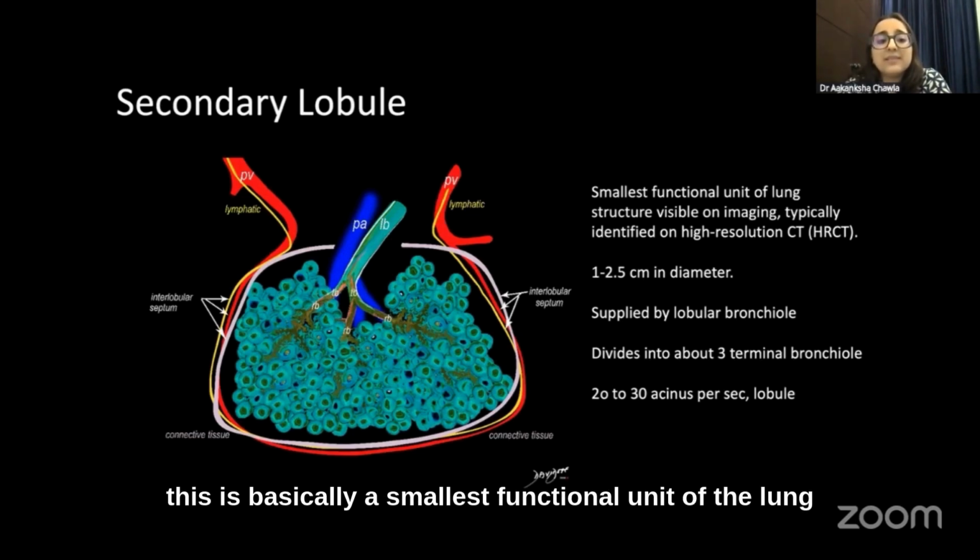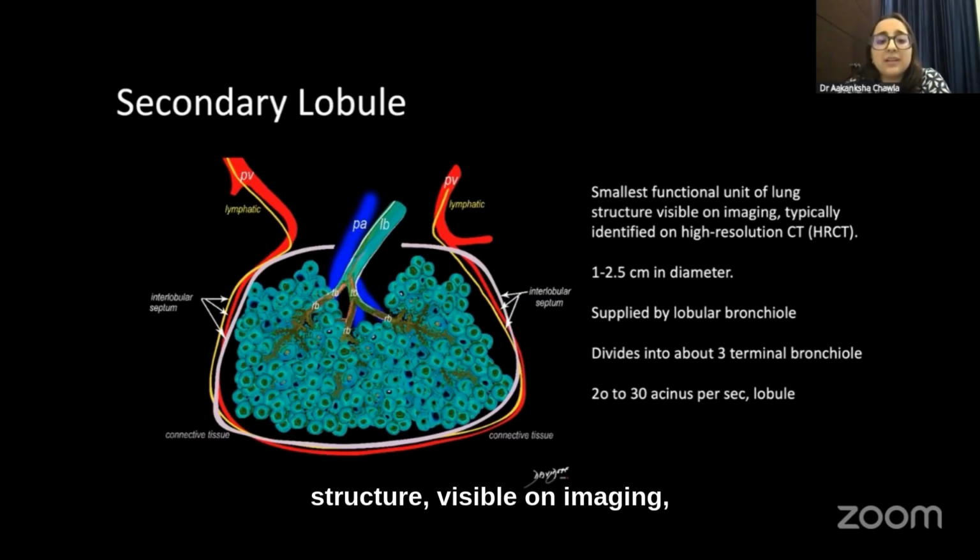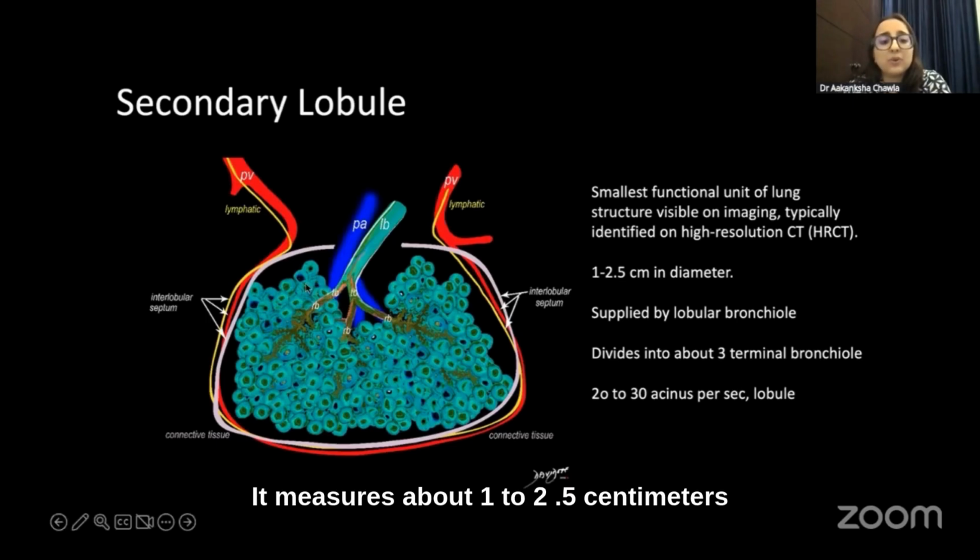Now, this is basically the smallest functional unit of the lung structure visible on imaging, typically on an HRCT chest. It measures about 1 to 2.5 centimeters in diameter. It is supplied by a lobular bronchiole in the center, which divides into terminal bronchioles, and then there are 20 to 30 acini per lobule.